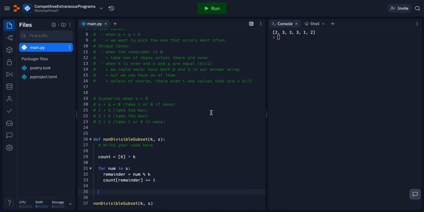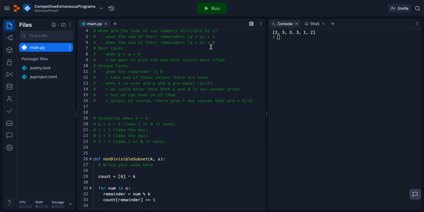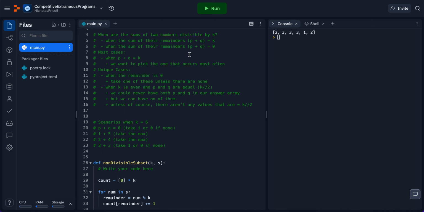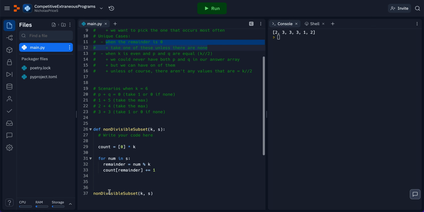We're going to consider the remainder 0. And what happens when we have a remainder 0? Well, we follow this rule: take 1 unless there are none. So we'll create an answer variable, and with the answer variable we will start to keep track with that condition. And what is the condition? Well, count 0 is the condition.